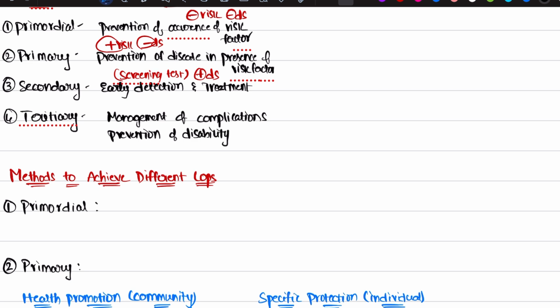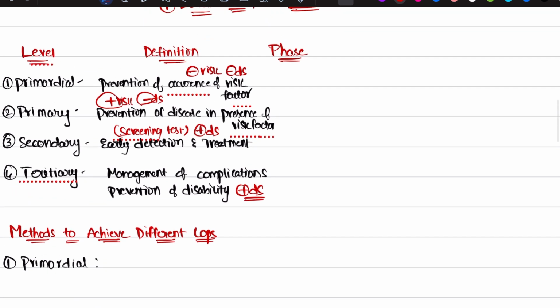Here everything is present. See, let's say this is the final stage of the disease. Tertiary level means the final stage of the disease. The patient is severely ill, so we are going to prevent the further complications of the disease. That's why it comes under the tertiary level of prevention. So what do these phases mean? There are 3 phases: pre-pathogenic phase, early pathogenic phase and late pathogenic phase.